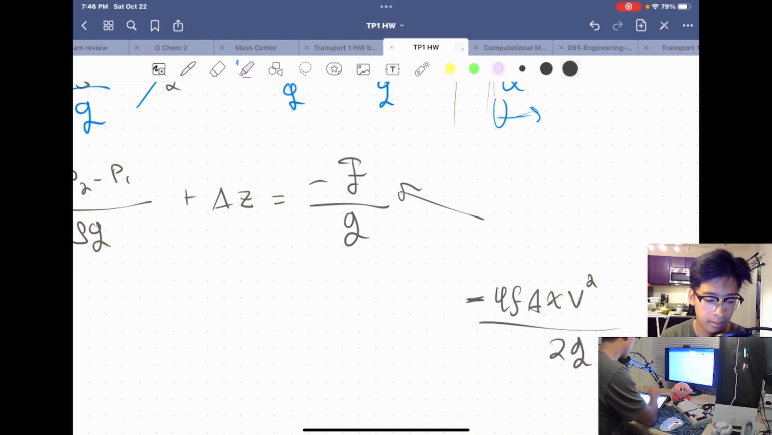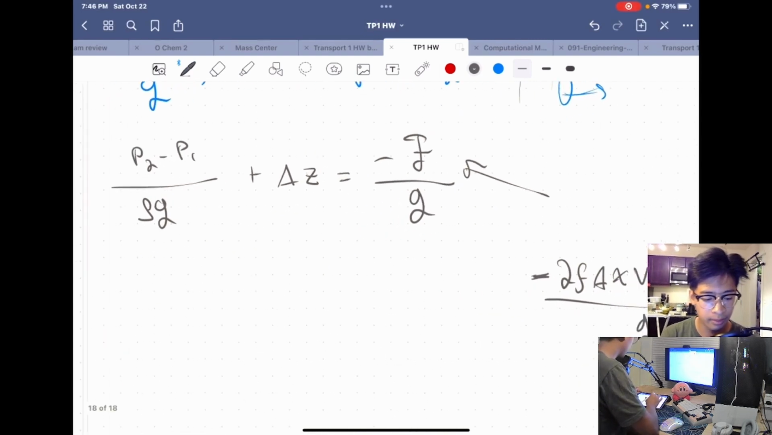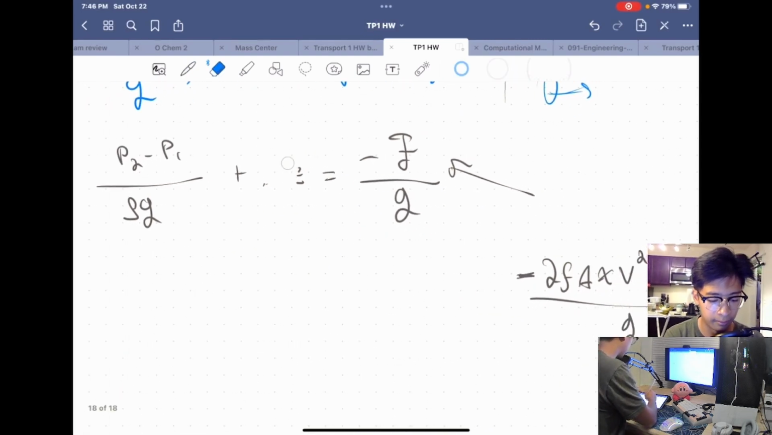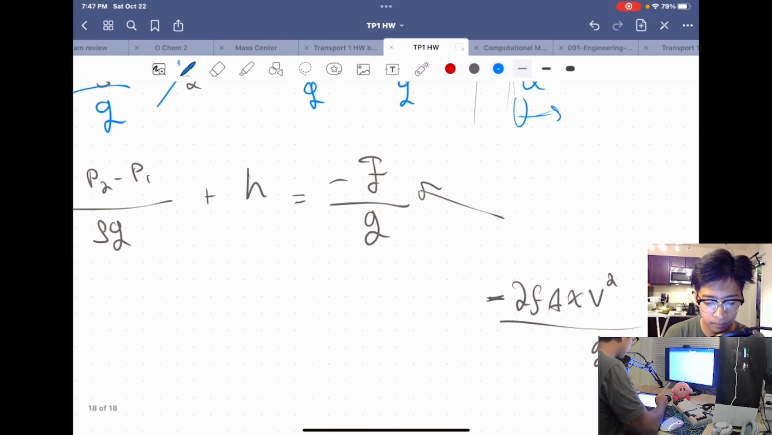We can cancel out. In this case, we don't need to represent it in a term that looks like velocity, so we can go ahead and simplify that constant, right? And by the way, this delta z we can represent as h, height. Okay, and this delta x here would be length.